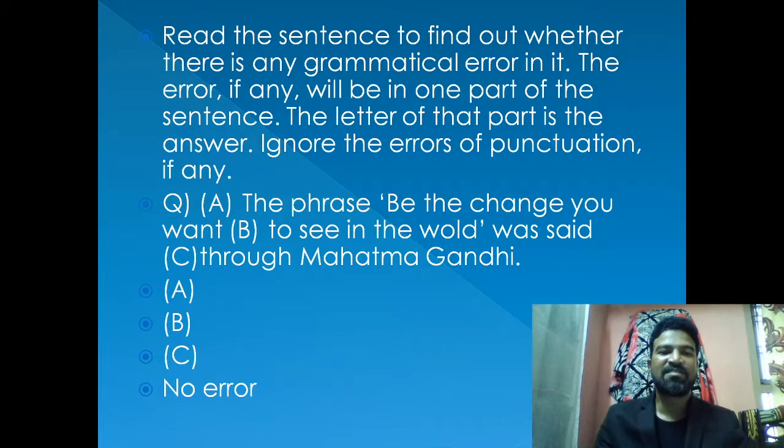Yes, your guess is absolutely right. The option is C. So the error is present in part C of the sentence. "Through Mahatma Gandhi." It's not "through Mahatma Gandhi." The phrase "be the change you want to see in the world" was said by Mahatma Gandhi. So option C.